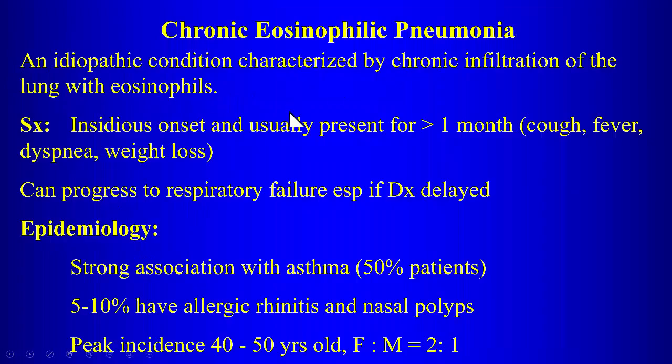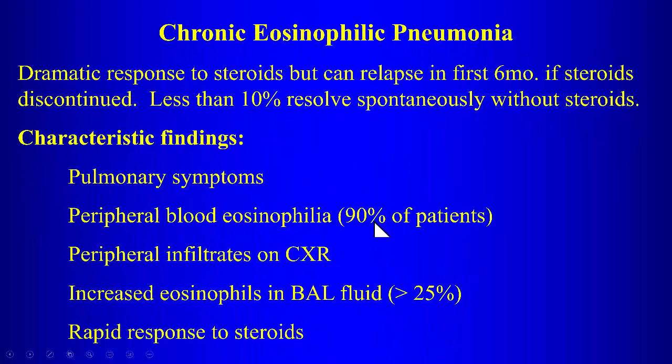So chronic eosinophilic pneumonia. Here we have chronic infiltration with the eosinophils, and the symptoms are usually present for greater than a month. It can progress to respiratory failure, especially if diagnosis is delayed. There's a strong association with asthma. About 50% of these patients have asthma. So if we have peripheral consolidations, prolonged symptoms, a patient with asthma, and an elevated eosinophil count, we can think of chronic eosinophilic pneumonia. The importance of making the diagnosis is that there's a dramatic response to steroids. These patients are treated with steroids and they get better rather quickly.